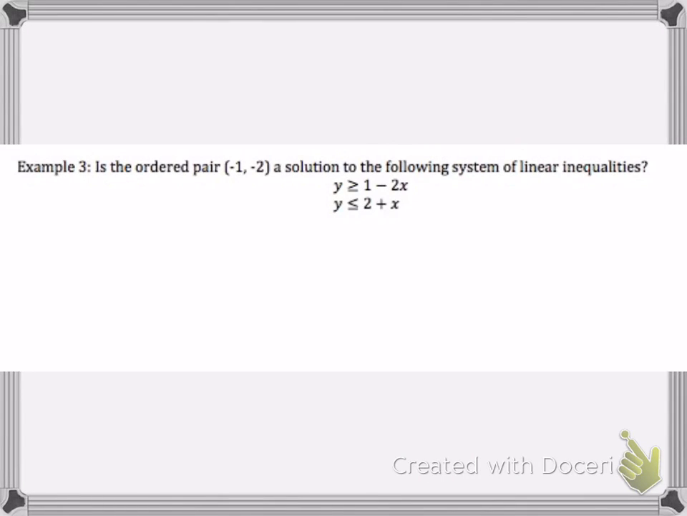So you may be asked whether or not an ordered pair is the solution to a system of linear inequalities. If an ordered pair is the solution, then it will make those inequalities true. So we're going to check both inequalities to see if that ordered pair makes the statements true. For the first inequality, we're plugging in the ordered pair -2, -1. So that would be -2 is greater than or equal to 1 minus 2 times -1.